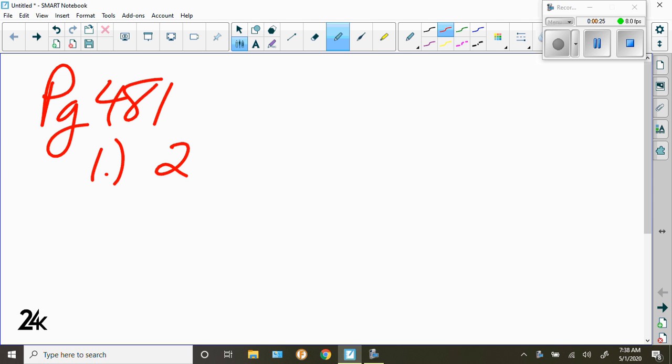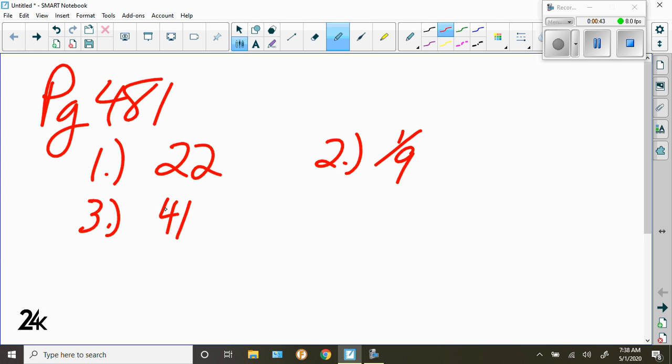So the last number on number 1 was 22. The last number on number 2 was 1/9. So all you have to do is just check these, and if you got these right, that means you got them all right. Number 3, the last term was 41, so you have to find the other two. Number 4, the answer was, wowzer, 4, 4, 3, 5, 4, 6.